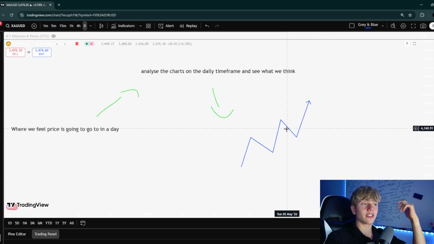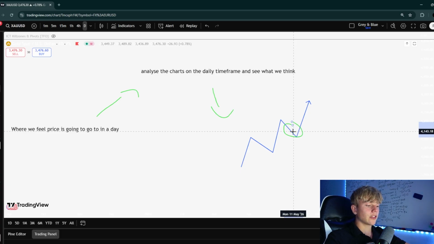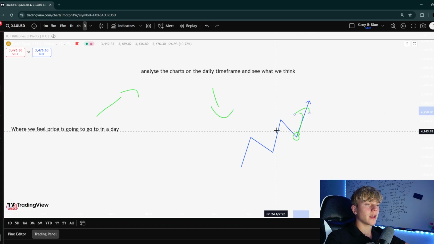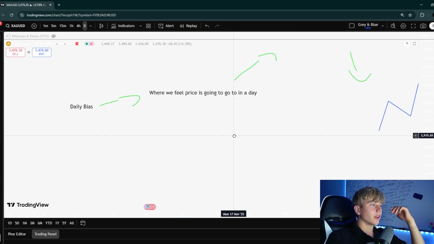Now, it doesn't mean we should just be going for longs, because also a trend has these pullbacks. It just means we need to trade based off where we are in the trend. So let's say we're at this area, we want to be looking for buys. If we're at this area, we want to be looking for sells. And this is just basically some of the things you can do to understand where we think price is going to go. So that's a very quick example on daily bias.